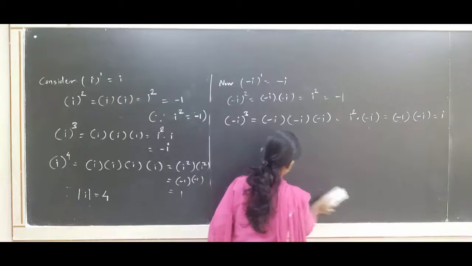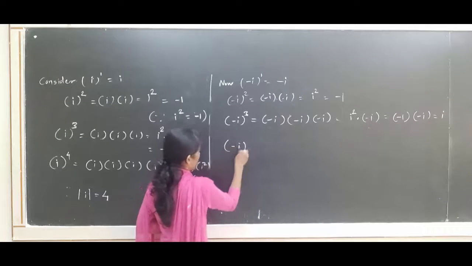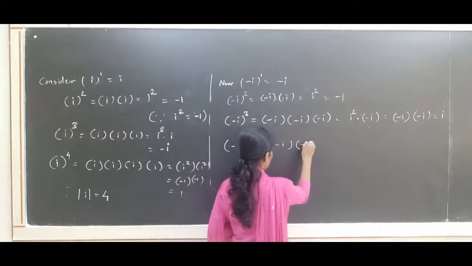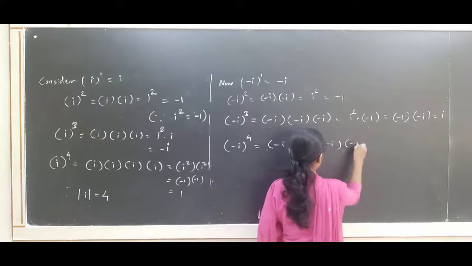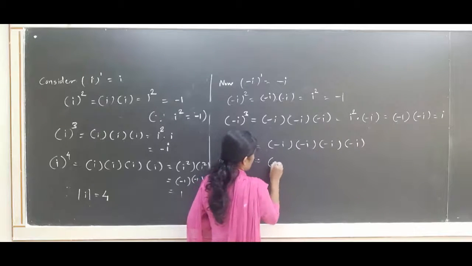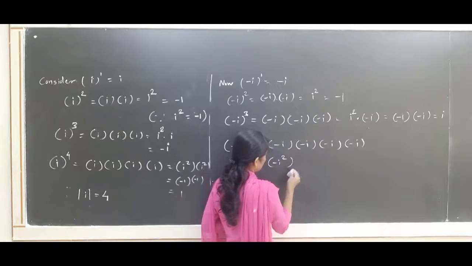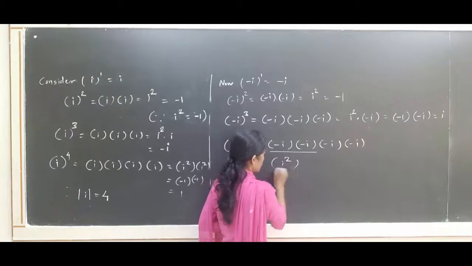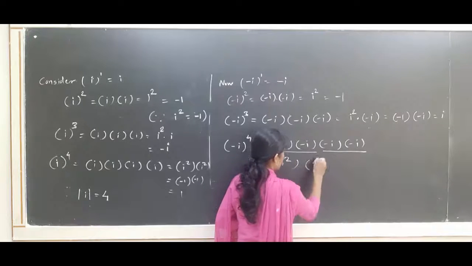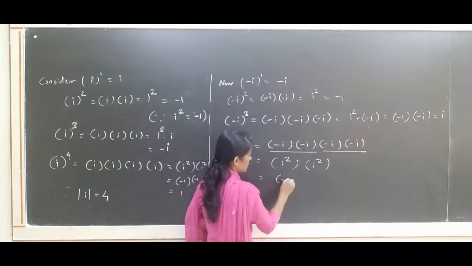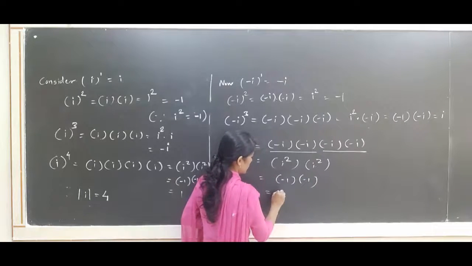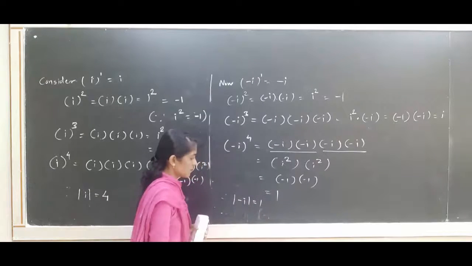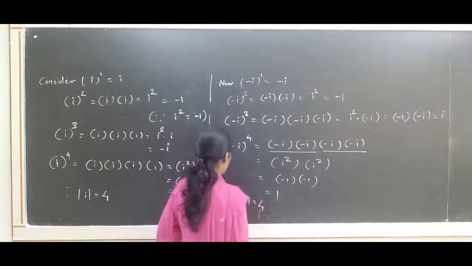Okay, now we take the next power, minus i raised to 4, which is equal to minus i into minus i into minus i into minus i. So minus i into minus i is i square. Again minus i into minus i is i square. Here i square is minus 1. Again i square is minus 1. Minus minus we get plus 1. So therefore order of minus i is 4. Get it?